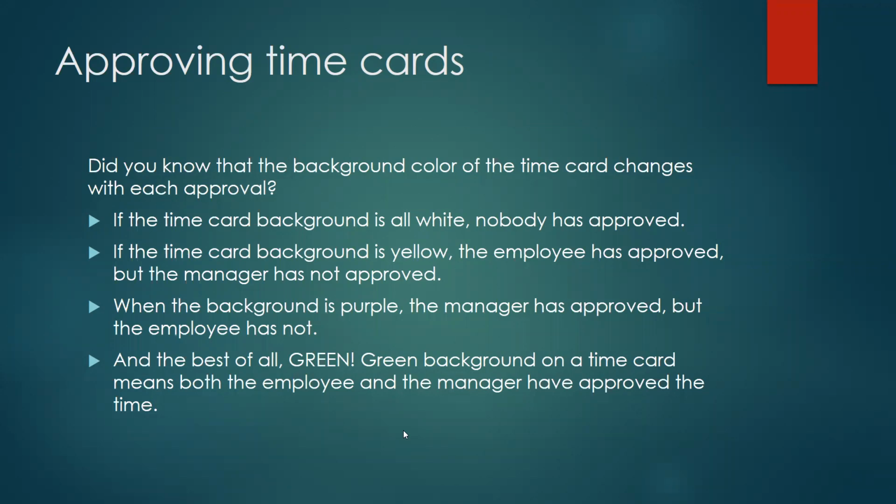Right now, if you pull up current pay period, it's going to be a white background. So that white background means nobody has approved the time card yet. If the time card background is kind of a yellow color, the employee approved it and it's waiting on manager approval. If the background is purple, the manager approved it, but the employee did not. And green is what we want. Green is go. Green is the best of all. The green background means the employee approved the time and a manager approved the time. That's what payroll's looking for. Payroll wants to see the green backgrounds, and that means everybody's looked at it, everybody's approved it.